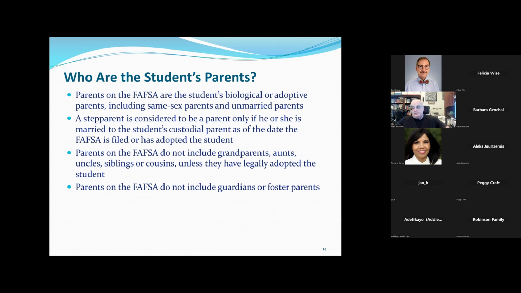Parents on the FAFSA do not include grandparents, aunts, uncles, siblings, or cousins, even if the student is living with them and is financially supported by them. The only exception is if they have legally adopted the student. Now, students in a court-ordered legal guardianship or foster care are considered to be independent students, and their parents, their foster parents, aren't parents on the FAFSA.